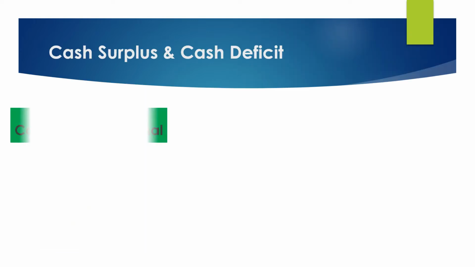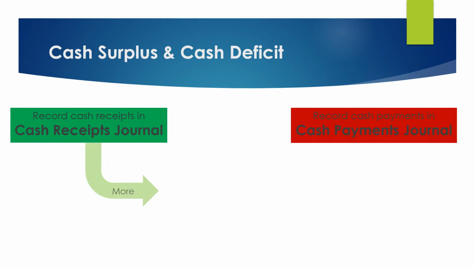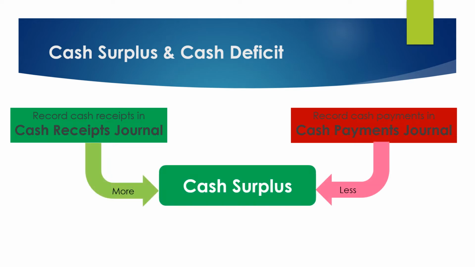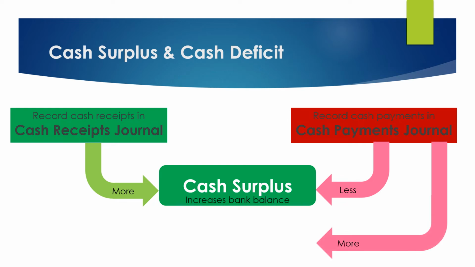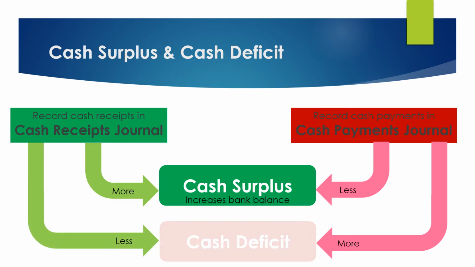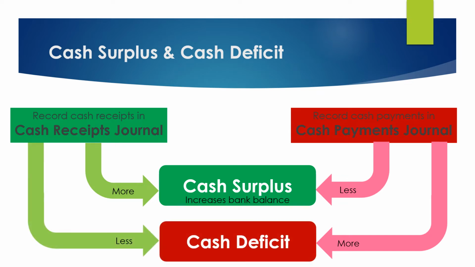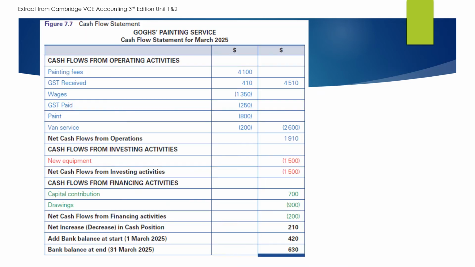So remember from the previous video, if we have more cash receipts than cash payments, this will lead to a cash surplus, which increases the bank balance. Whereas on the other hand, when we have more cash payments than cash receipts, this will lead to a cash deficit, which decreases the bank balance. Now back to the cash flow statement, we will be calculating the subtotals of the items that we have reported.